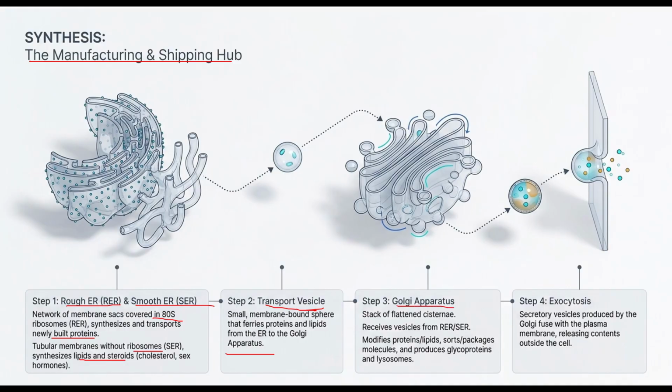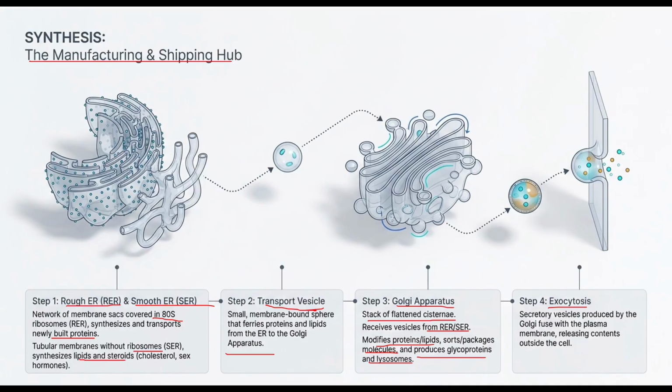So the Golgi apparatus is a stack of flattened cisternae, right? It receives vesicles from the RER and SER. Okay. So it modifies proteins or lipids, and it will either sort or package the molecules, and produces Golgi proteins and lysosomes. Finally, what will happen? The vesicles bud off from the Golgi apparatus and transport the protein either to other parts of the cell or outside the cell through exocytosis.